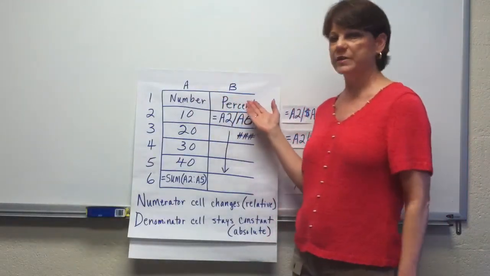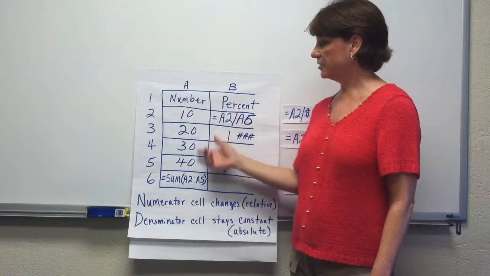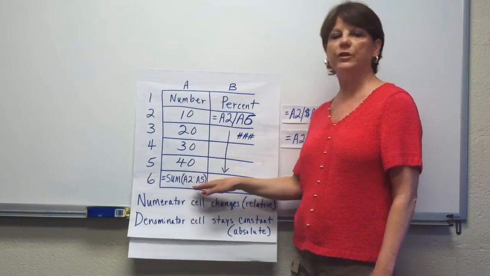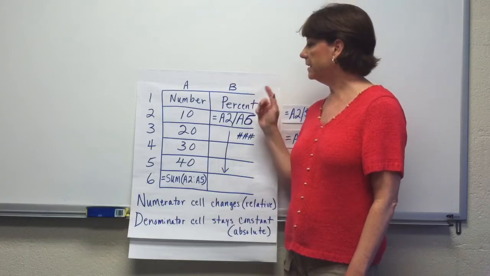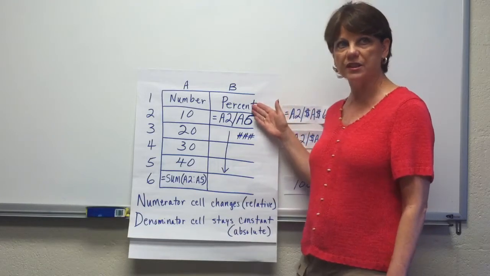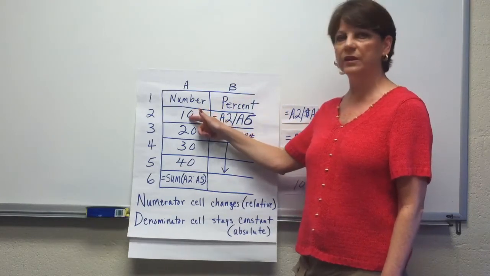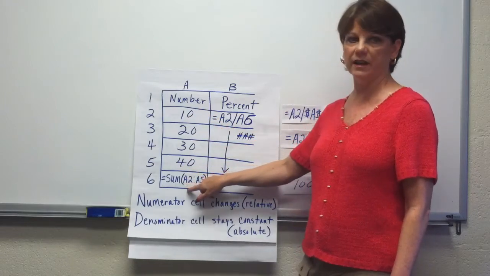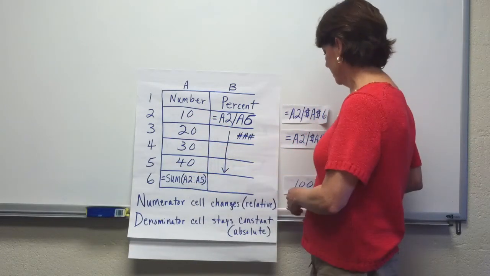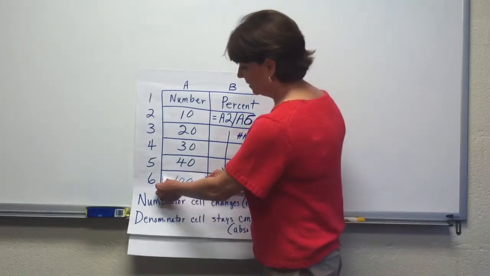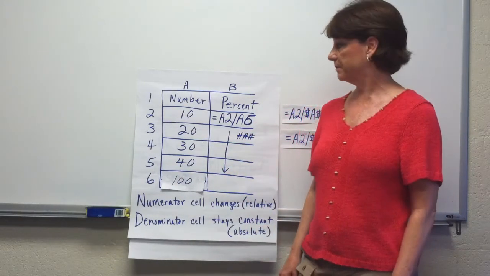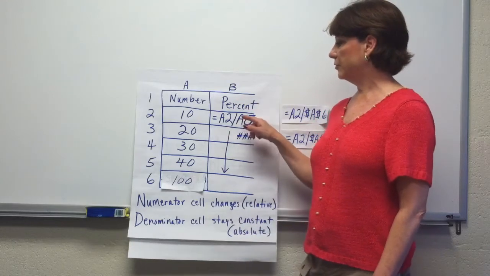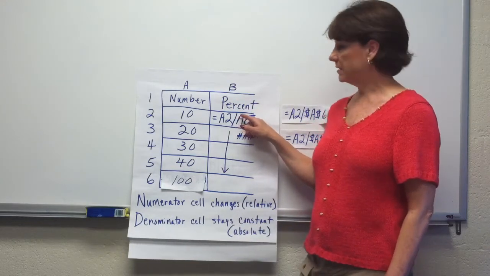I have two columns here. In A, I just have some numbers, and I have put in a formula to sum those up. In column B, I want to find what percent each number in column A is of that total. And actually, what will show in this cell is the answer, not the formula. So I want to find the percent.